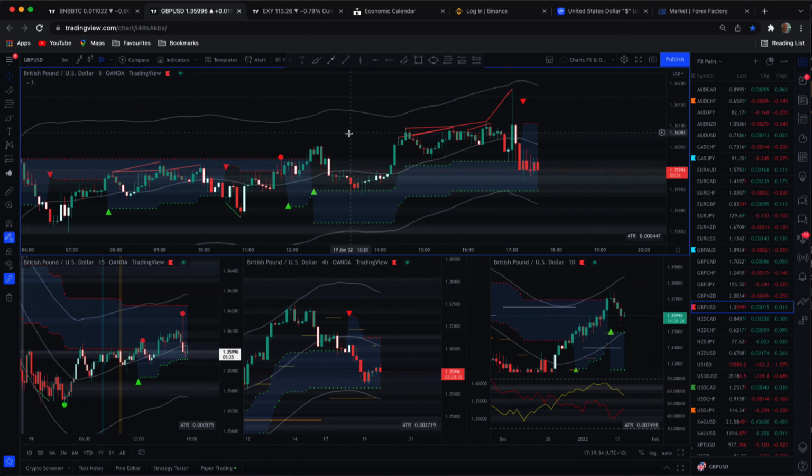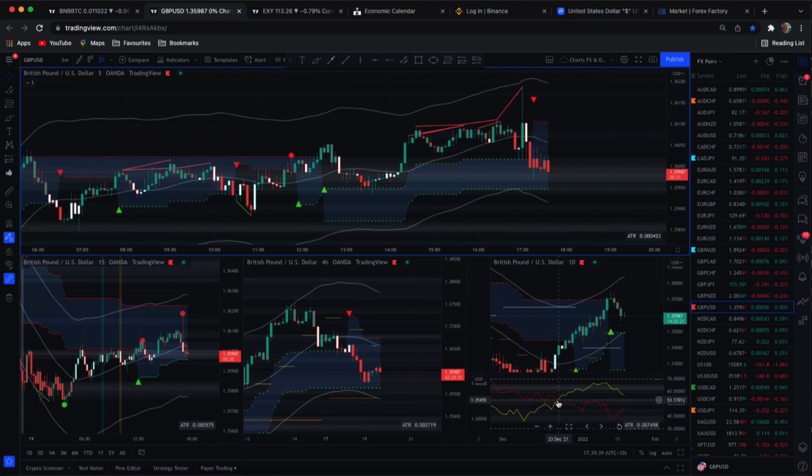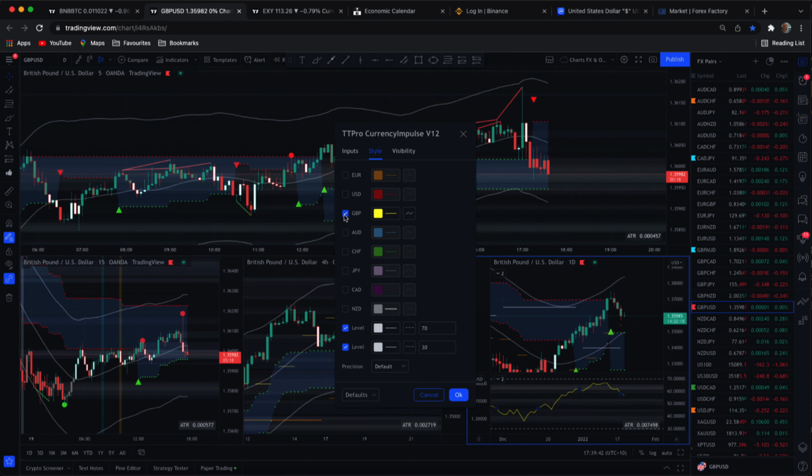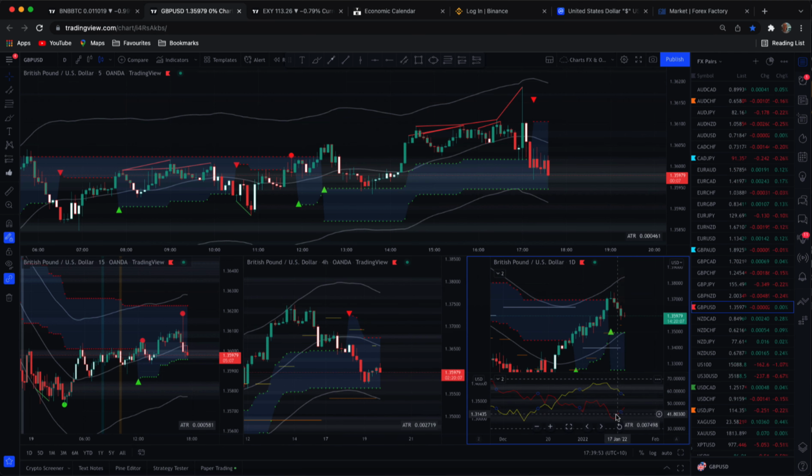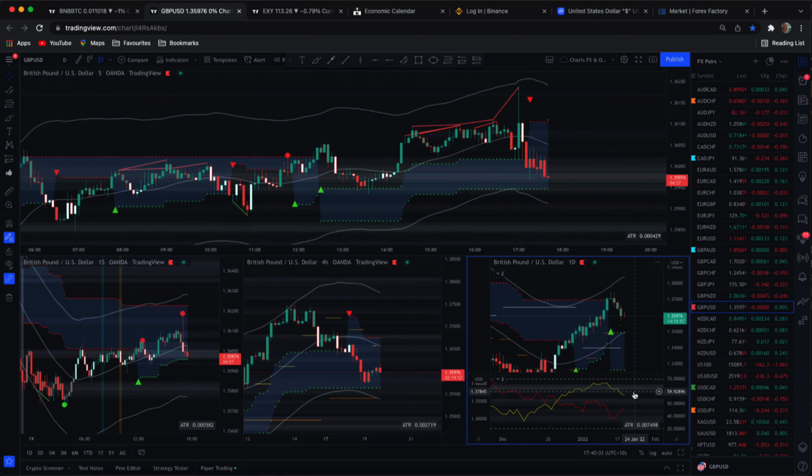I've got my Forex layout here. Down here is the currency strength indicator. At the moment I'm looking at the pound dollar. Dollar is red, pound is yellow. So it looks like the dollar is catching a bid at the moment on the daily, and the pound's falling off, and you can see that here.